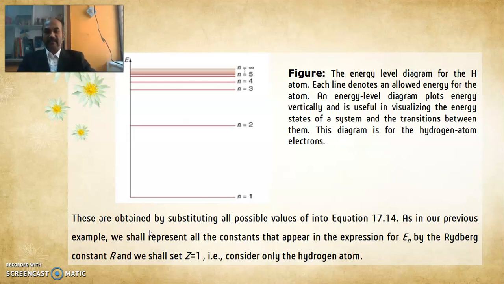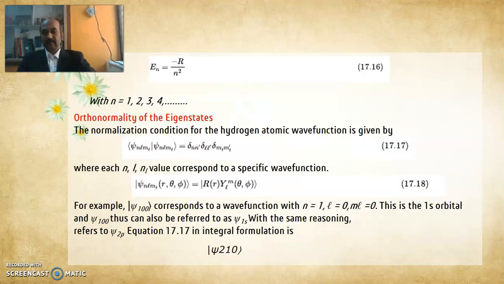Okay, now we'll begin. These are obtained by substituting all possible values into equation 14 as we described in the previous slide. As in our previous example, we shall represent all the constants that appear in the expression for E_n by the Rydberg constant, that is R, and we shall set Z equal to 1, that is, consider only the hydrogen atom. E_n is equal to minus R by n square, and we'll name this equation 16, with n equal to a positive integer as usual, like 1, 2, 3, 4 and so on.